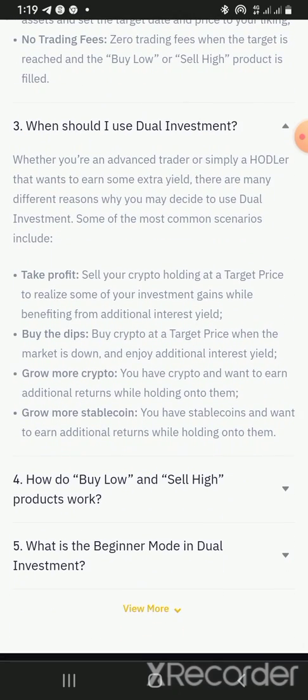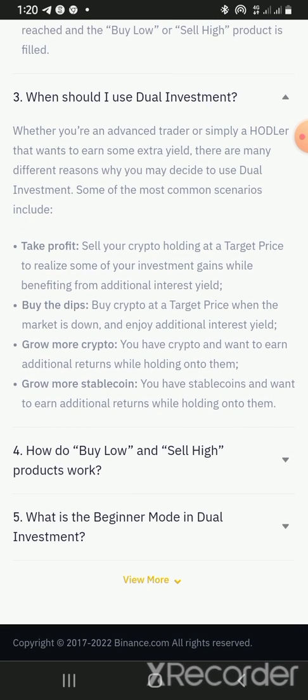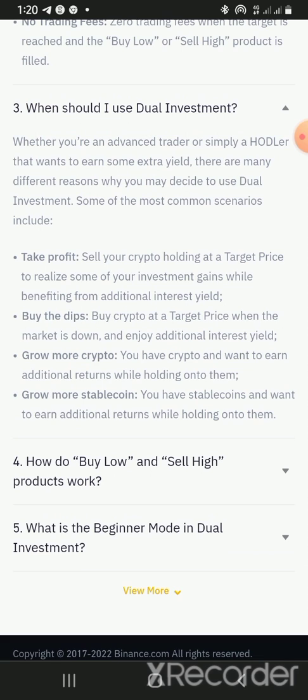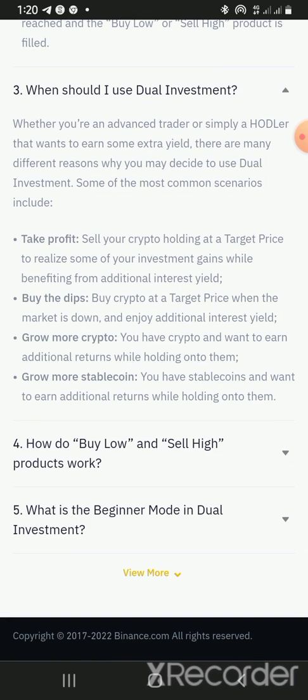They went ahead to say, when should I use the dual investment? They say whether you are an advanced trader or simply a holder that wants to earn some extra yield, there are many different reasons why you may decide to use dual investments. Some of the most common reasons include take profits, buy the dips, grow more crypto, grow more stable coins. So take profits, sell your crypto holdings at a target price to realize some of your investment gains while benefiting from additional interest yield. Buy the dip, that is buy crypto at a target price when the market is down, and enjoy additional interest yield.